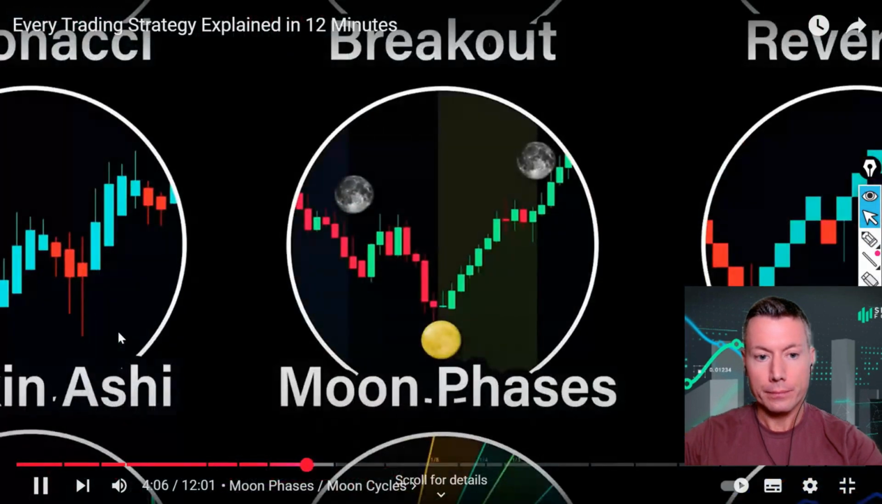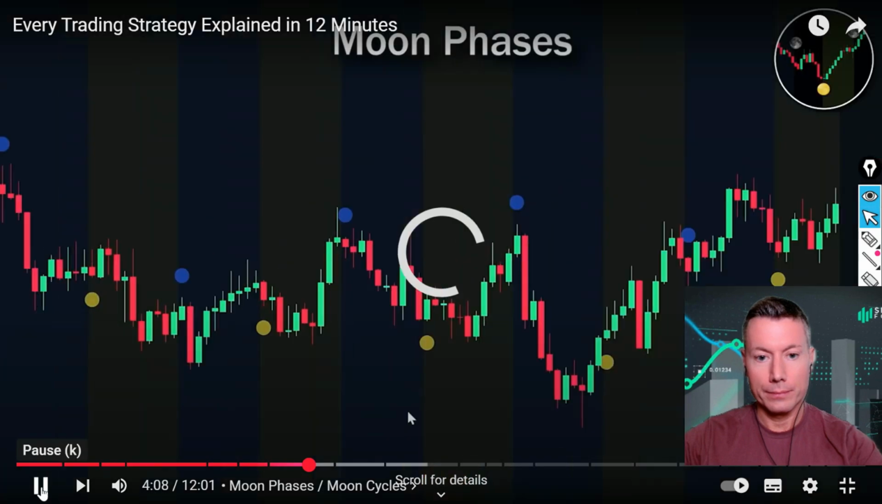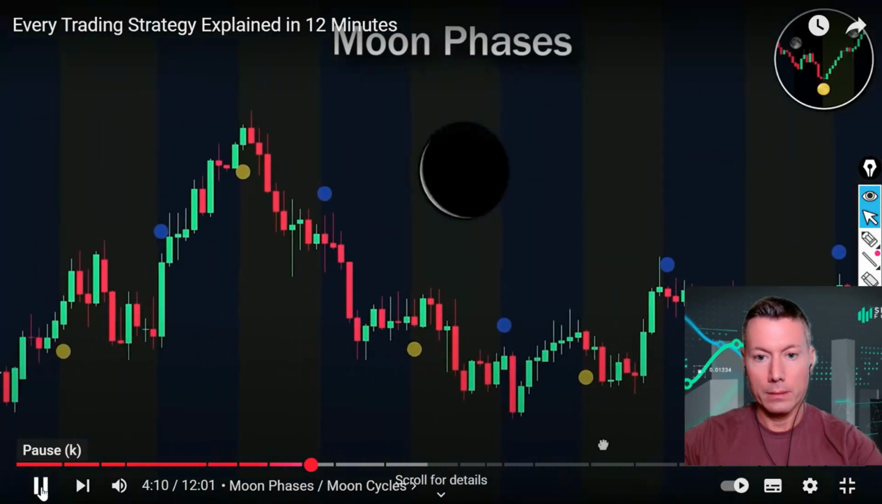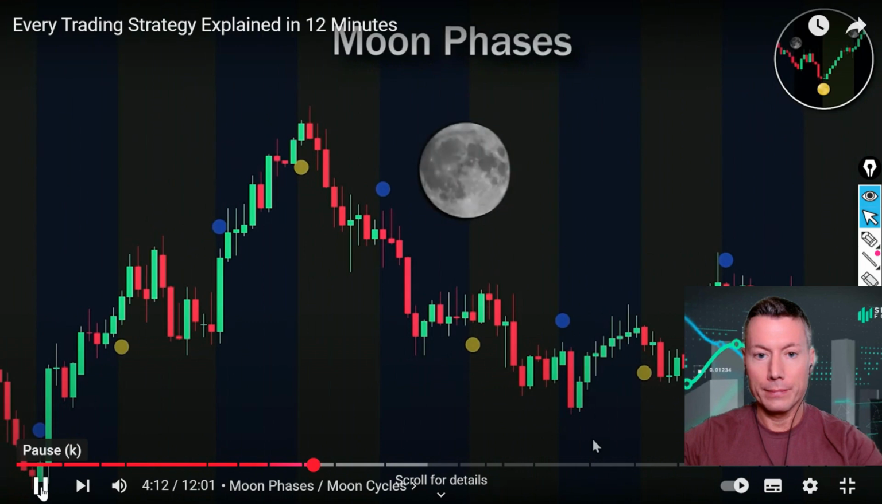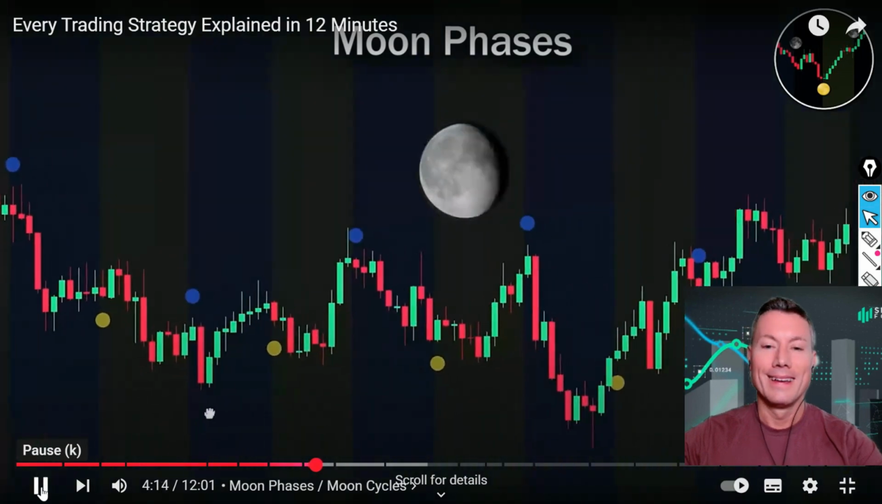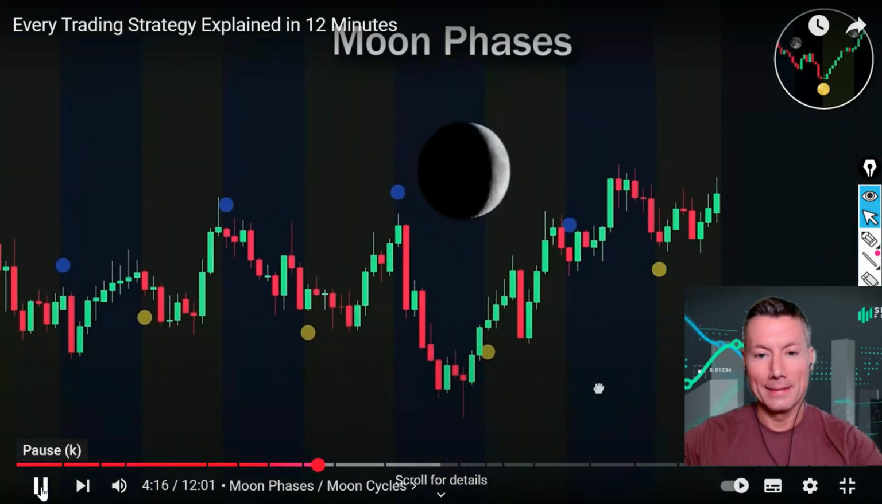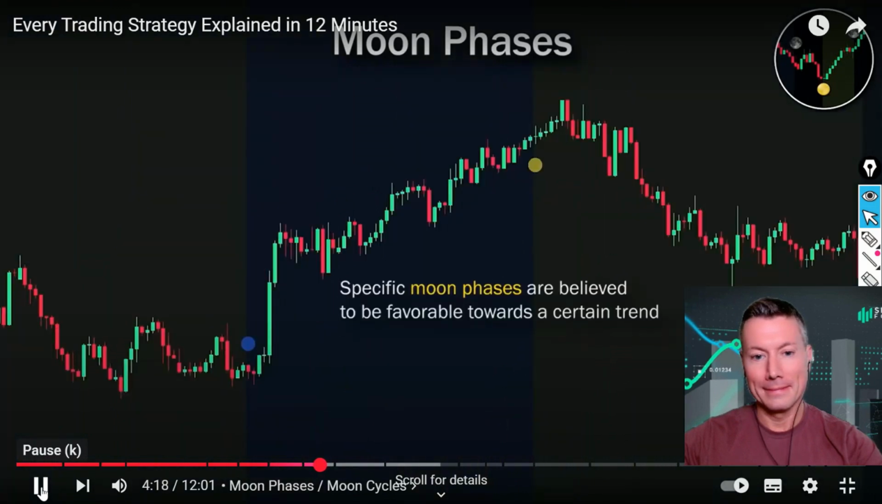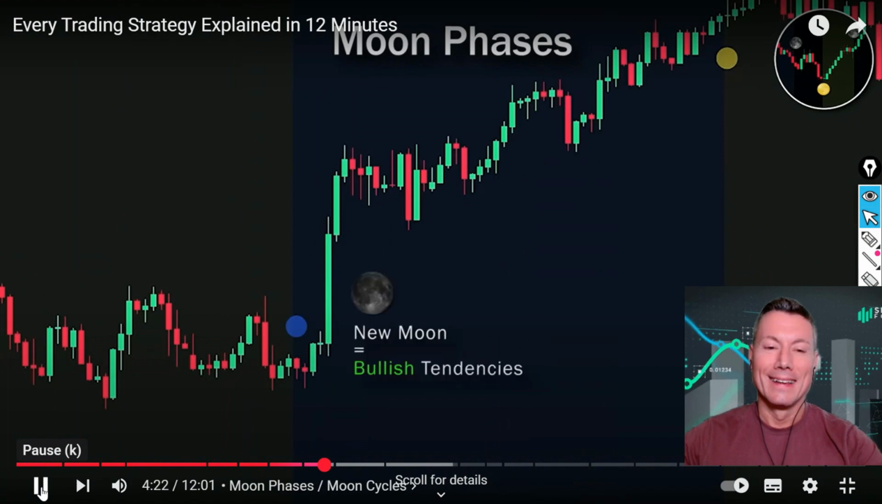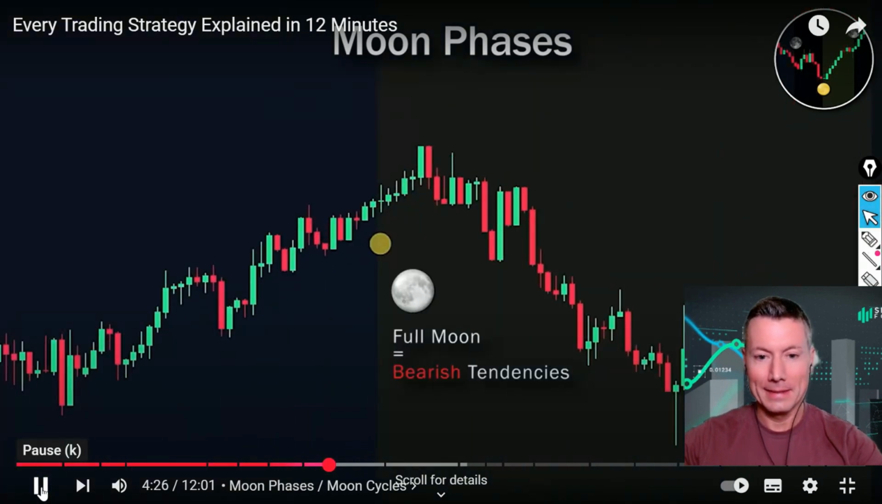Moon phases. It is a concept that utilizes moon cycles to time the market. Moon phase traders believe that moon cycles are correlated with human emotions and behavior, which could have an influence on the market. Specific moon phases are believed to be favorable towards a certain trend. A new moon means the market tends to be bullish, and a full moon means the market tends to be bearish. Guys, if you are using the moon to trade, stop trading now.